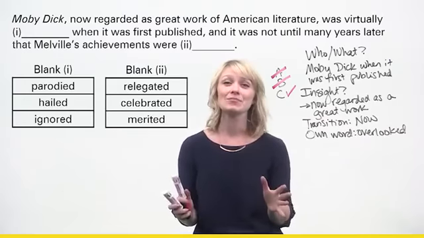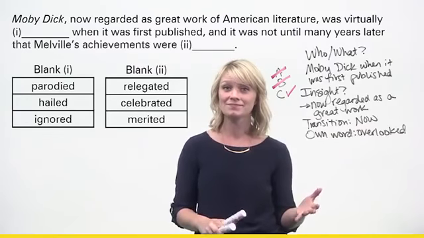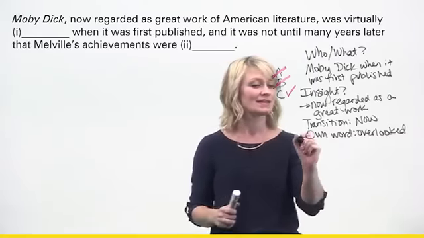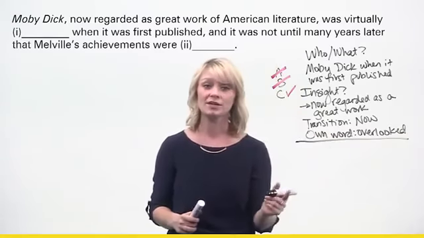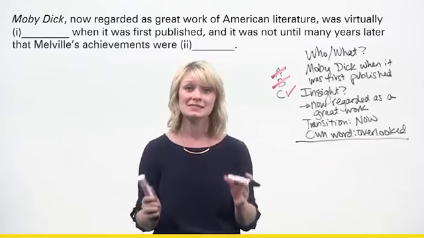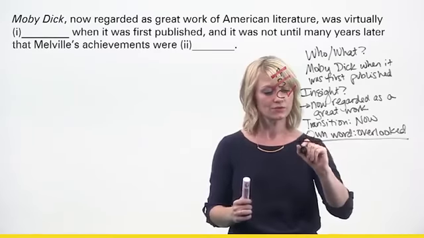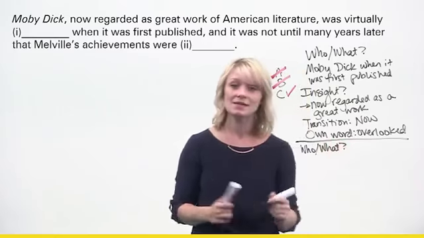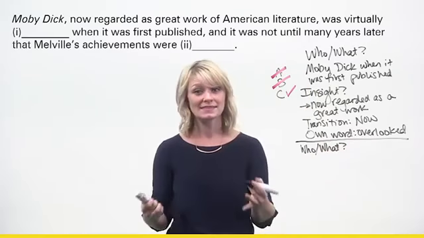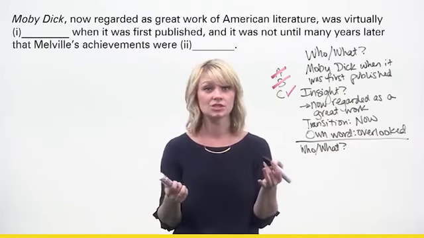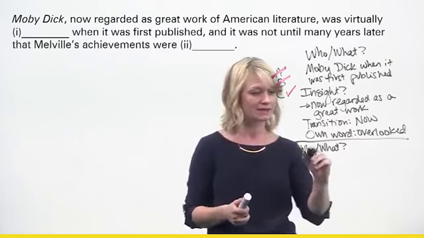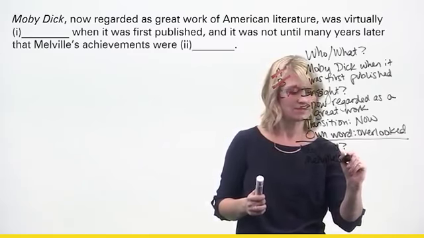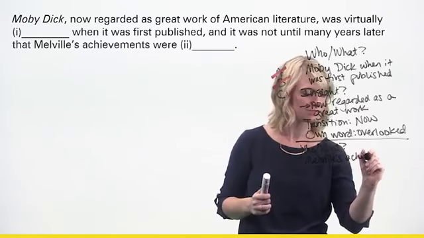Now we're going to do the same process again for the second blank. So once again, step 1, ignore the answers. Now we can find our own word for the second blank, and we're going to ask ourselves those same questions. So the first question is, who or what does that blank describe? Well, the second blank describes Melville's achievements. Melville's achievements were blank. So that's what we're writing, something about Melville's achievements.